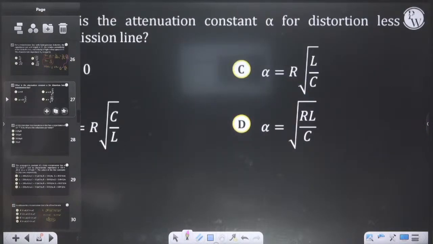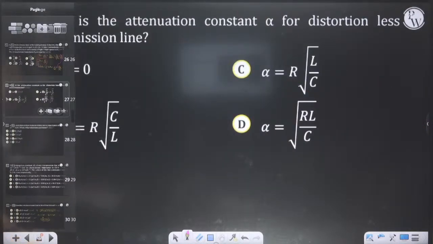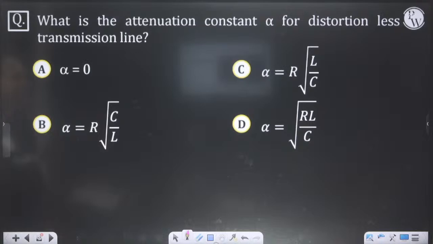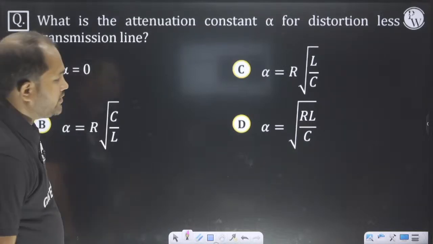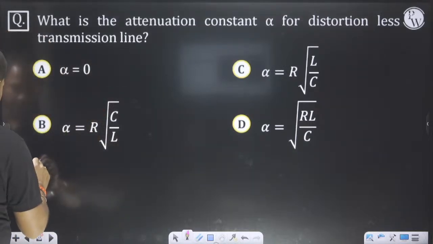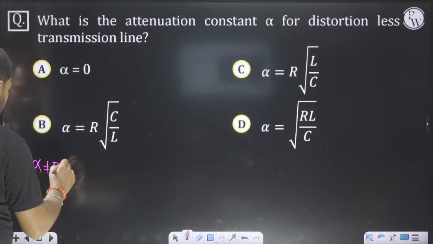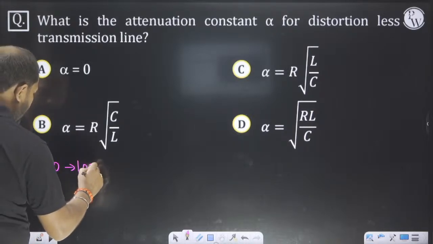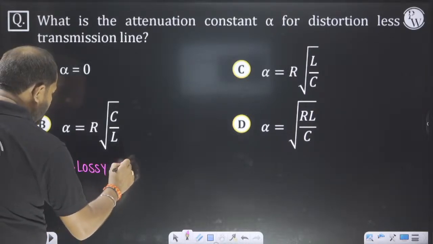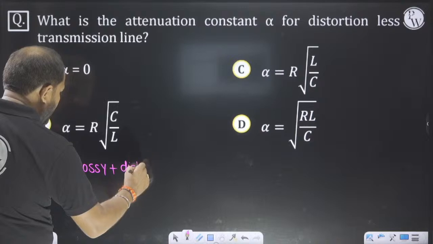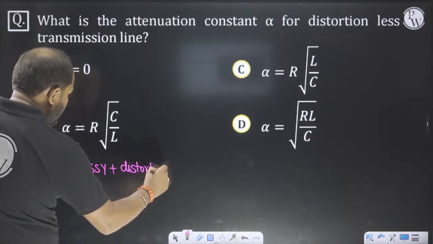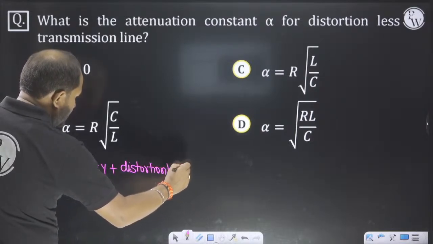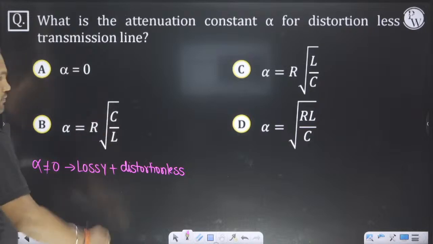So alpha is for a distortionless transmission line. That means it may be lossless or lossy, but since it is saying distortionless, by default I will take lossy. So lossy plus distortionless. What is the answer for lossy plus distortionless?